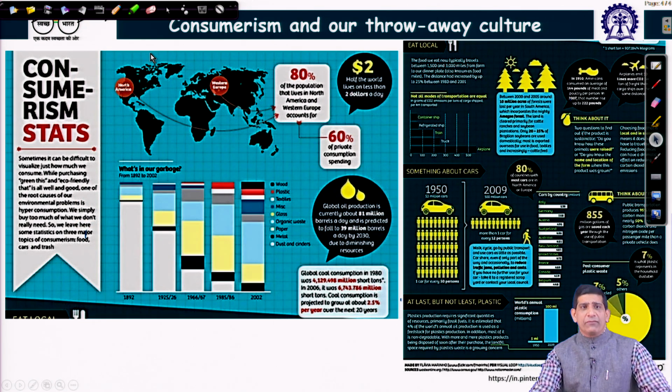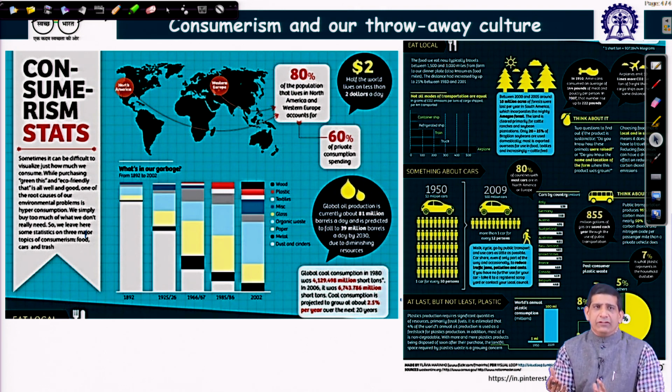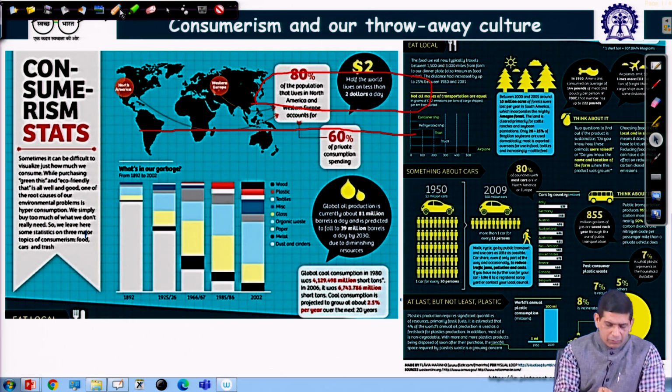So consumerism, if you look at some of the facts and figures here. Sometimes it gets really difficult to visualize, and I apologize for the very small font on this particular slide. Don't worry too much about that. I will highlight the key points, and the students who are in the class will get this PDF material, so you will be able to zoom in and see it in more detail. Right now it says that it gets really difficult when purchasing green, eco-friendly products: is it really green? Is it really eco-friendly? So we are looking at some of the data here.